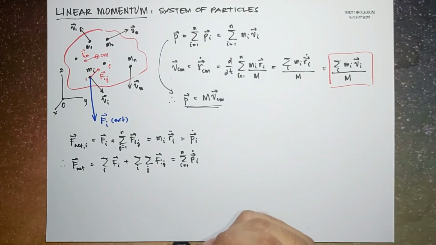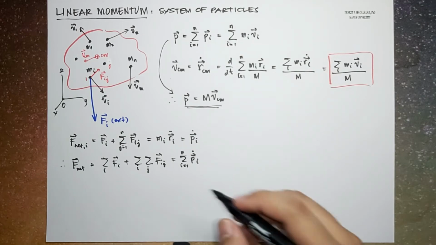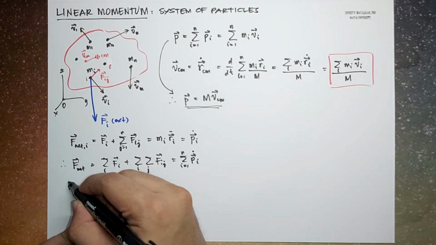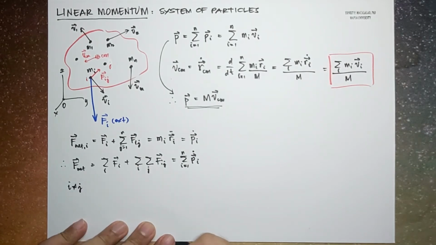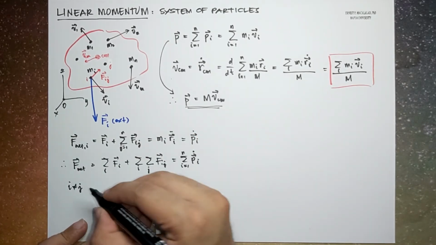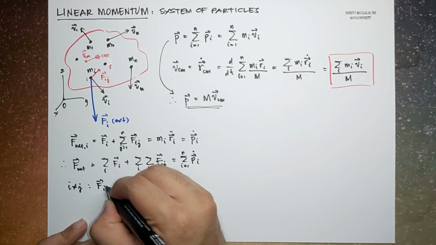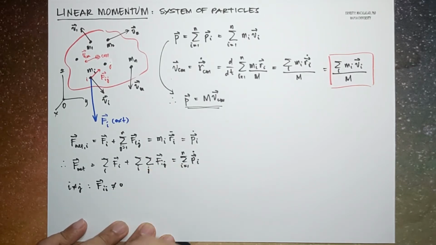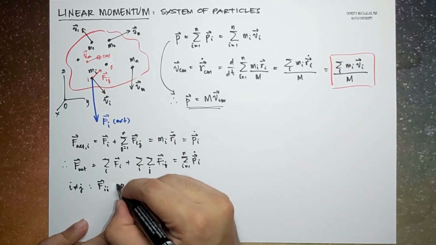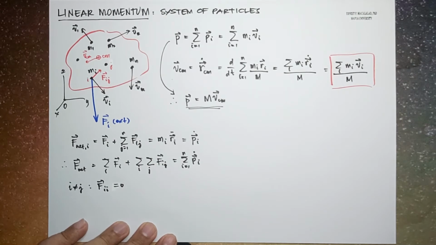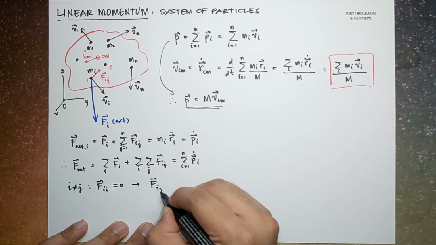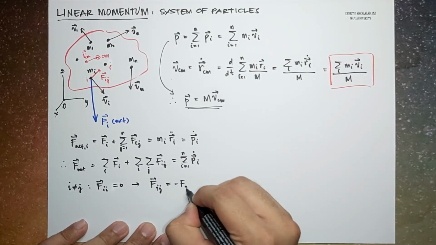Now, here it is understood that this particle is different from this particle. So that means I can never be equal to J. Because remember, the particle cannot exert force on itself. So Fii will be equal to 0. So by Newton's third law, this tells us also that Fij will be equal to negative Fji.